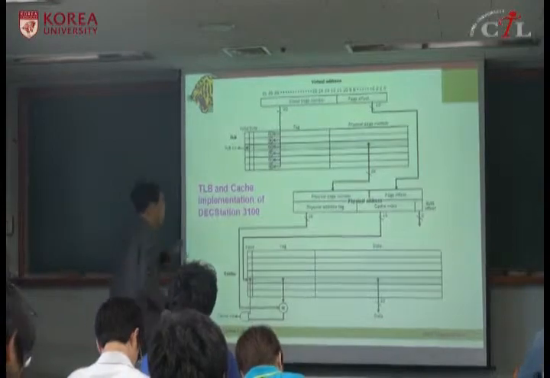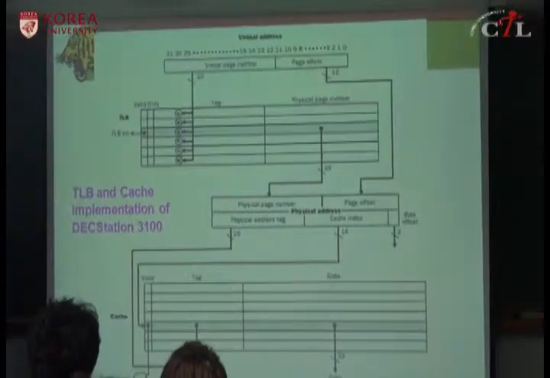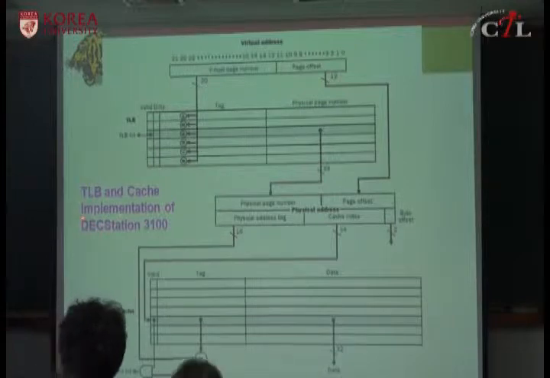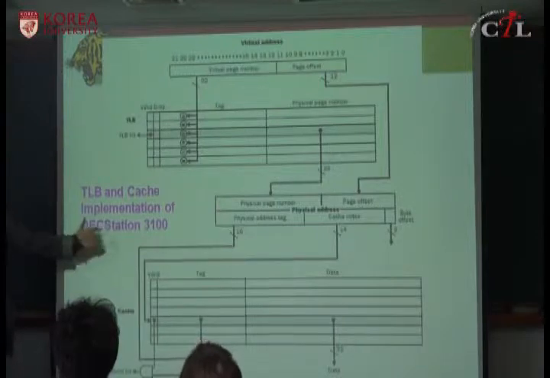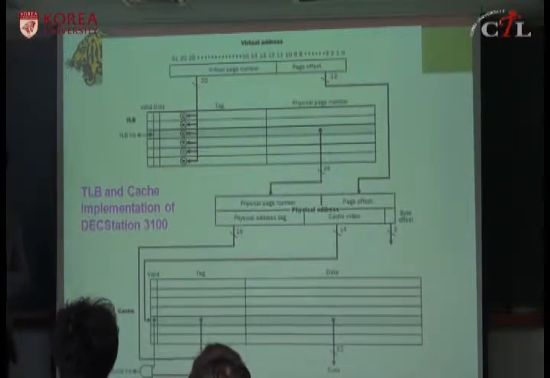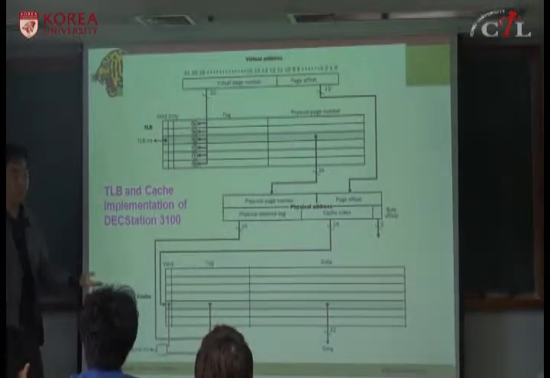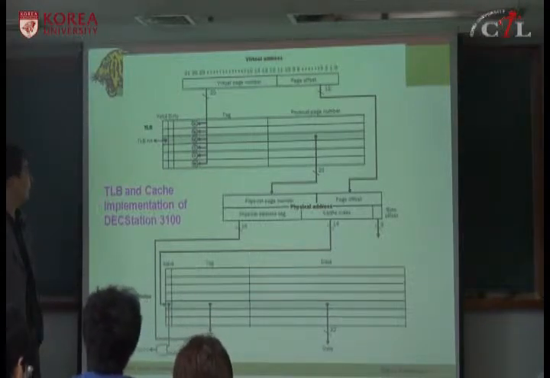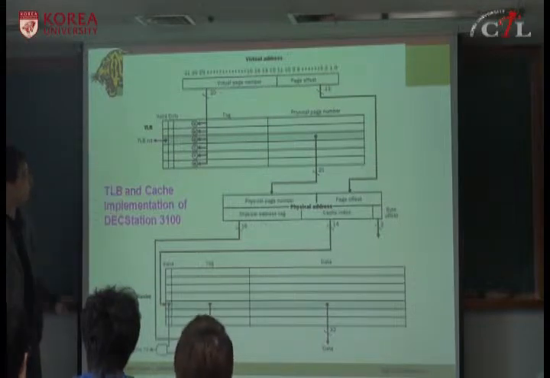This is an old system called DEC Station 3100. It is a workstation from Digital Equipment Corporation, which was the minicomputer company. Now it has become part of HP, I guess, because DEC was acquired by Compaq, and Compaq was acquired by HP. This is an old system, but you can see their translation mechanism for TLB and cache.